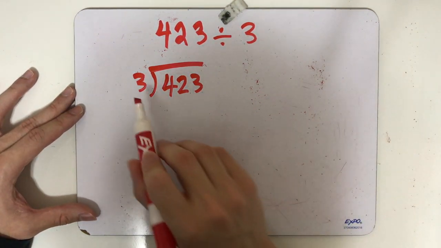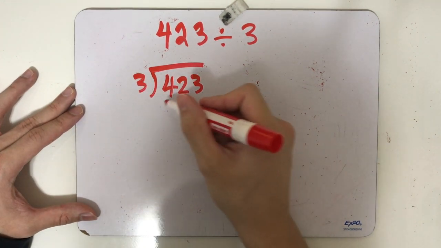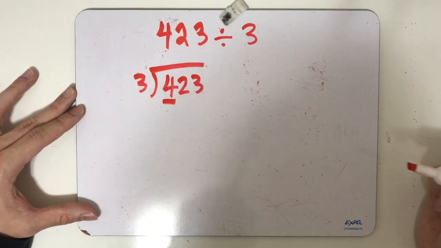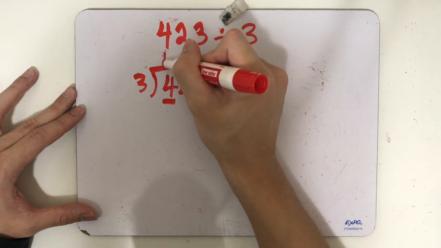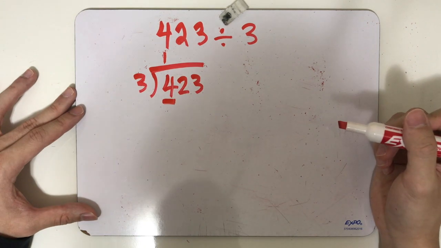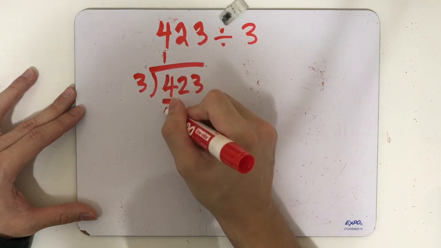We ask, how many times can our divisor, which is the number 3, go into the first digit of our dividend, which is the number 4? So I know that 3 can go into the number 4 one time, so I'm going to put the 1 up there. Then I'm going to multiply again. 3 times 1 equals 3.